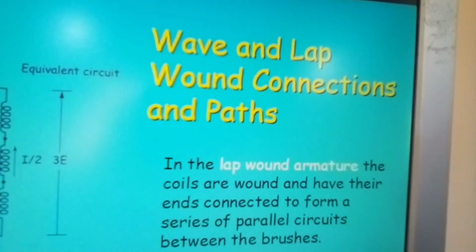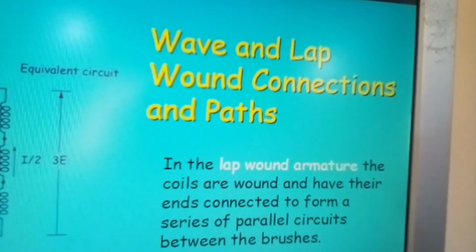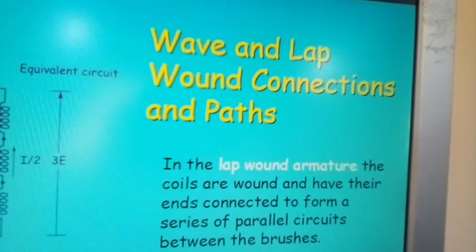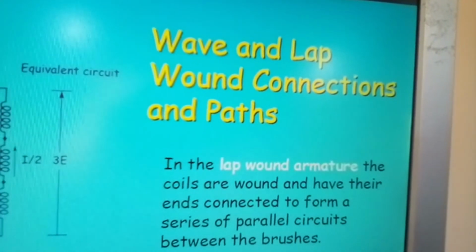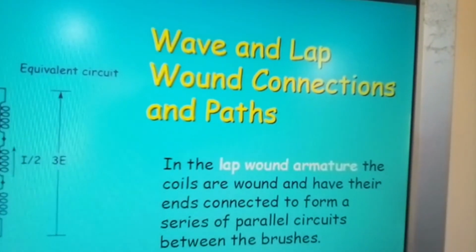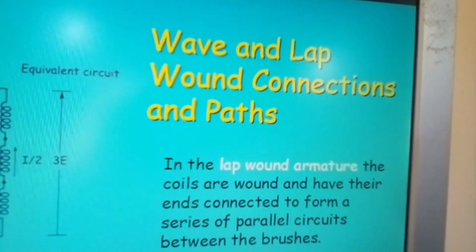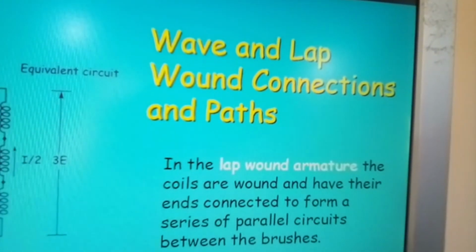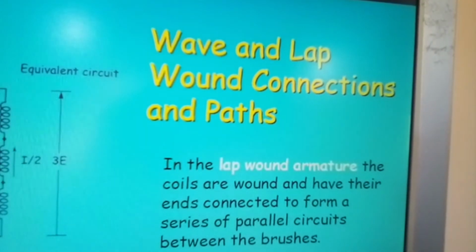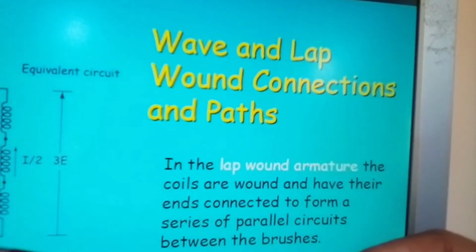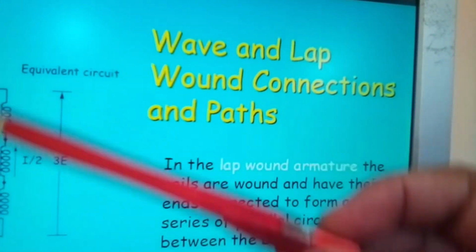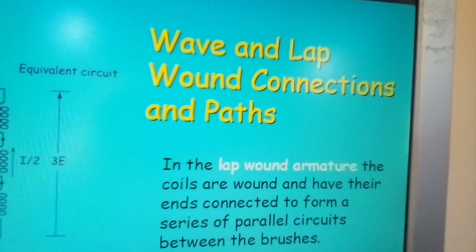The coils are wound and form only two parallel paths between the positive and negative brushes. And here you are. Even though you have these brushes here, these coils here, you only have 2 points of contact for all these coils. Whereas here you have various points of contact making with each coil in turn.